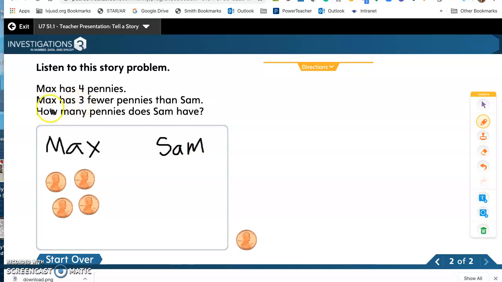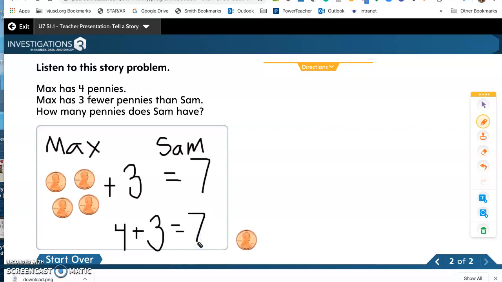We do know that Max has 3 fewer pennies than Sam. That means Sam has 3 more than Max. 4 plus 3 equals 7. Sam has 7 pennies. Okay, good job, you guys.